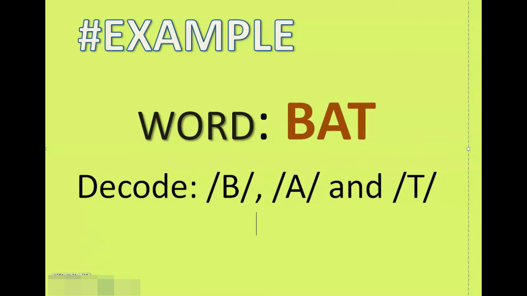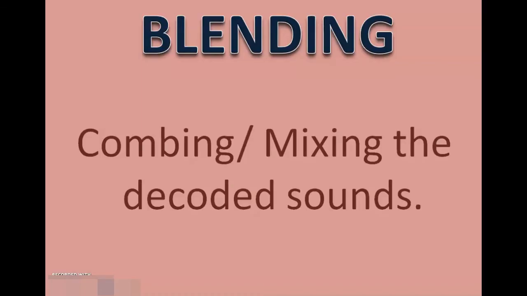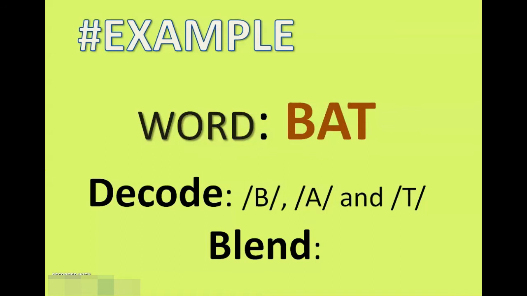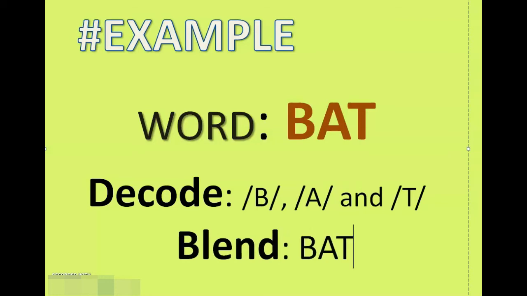Let's move ahead and understand what we mean by blending. Blending means combining or mixing the decoded sounds. So the decoded sounds that we have from the previous example are B, A, and T. We are going to mix them. So we are going to blend. Let's say it all together. B, A, T, bat. So blending means combining, whereas decoding means separating or splitting the word into the sounds that you can manage to say.